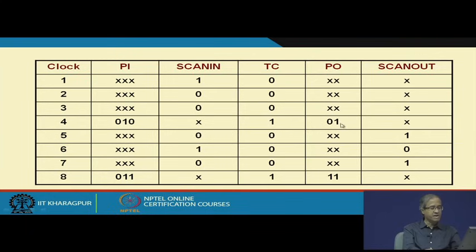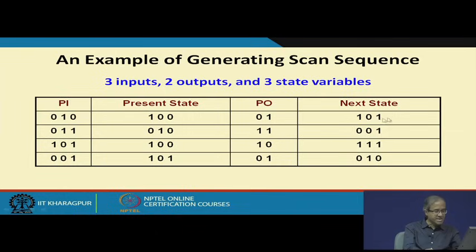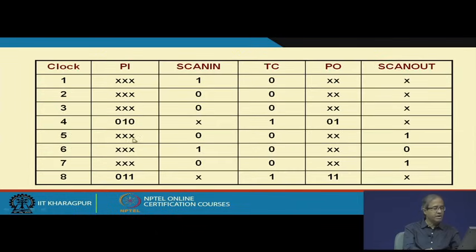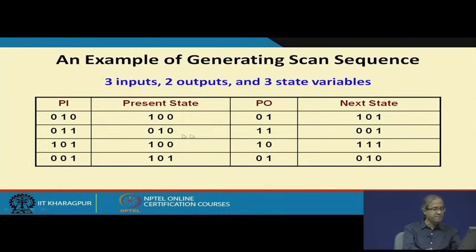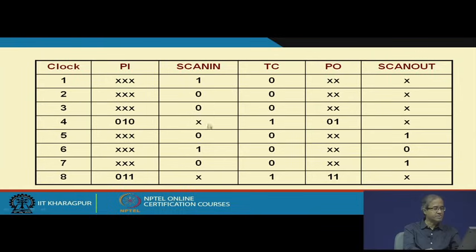So, PO will get 0 1. But now to observe the other part, the next state which is 1 0 1, what do I do? I again set TC to 0, apply clocks, so that over scan out I will get 1 0 1. Now, while I was doing this, I can also shift in the next present state 0 1 0. This also we are doing through scan in 0 1 0. So, these two things are getting overlapped. This will continue. I have only shown a small snapshot of the process.